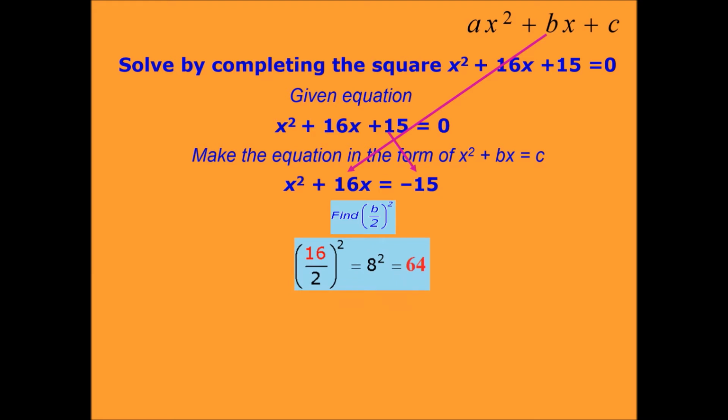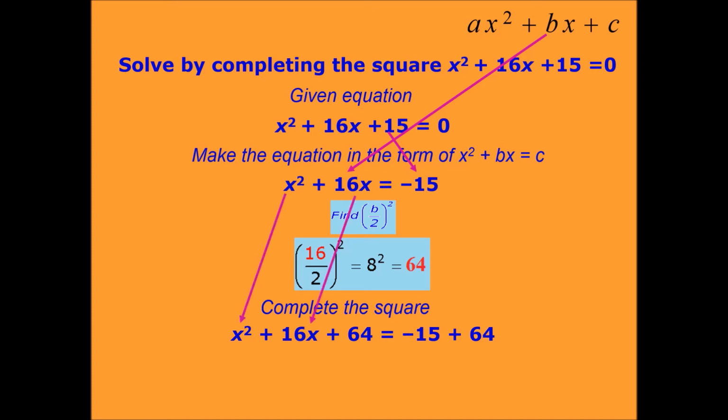We have to add this number 64 on both sides of the equation. x power 2 plus 16x is equal to minus 15. So x power 2 is the same, 16x is the same, and minus 15 is also the same. Now we are adding plus 64 on both sides. Now we have to simplify that. So x power 2 plus 16x plus 64 is equal to minus 15 plus 64, which is 49.